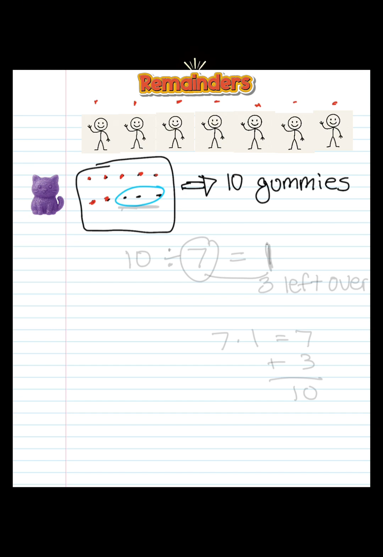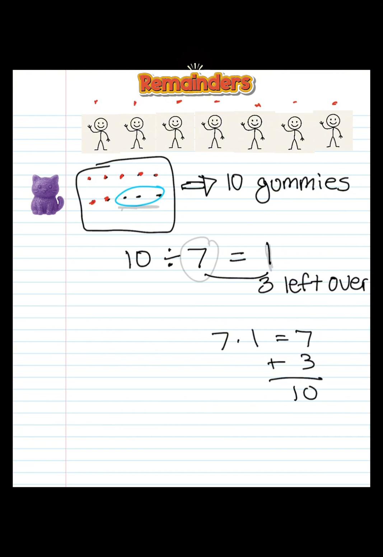So the problem is 10 divided by 7, because we have 10 gummies and we're dividing it by 7 friends, and that equals 1 because each friend gets 1 gummy, and we have 3 left over, or a remainder of 3. So we can check our work. We can multiply 7 times 1 is 7 plus 3 is 10.